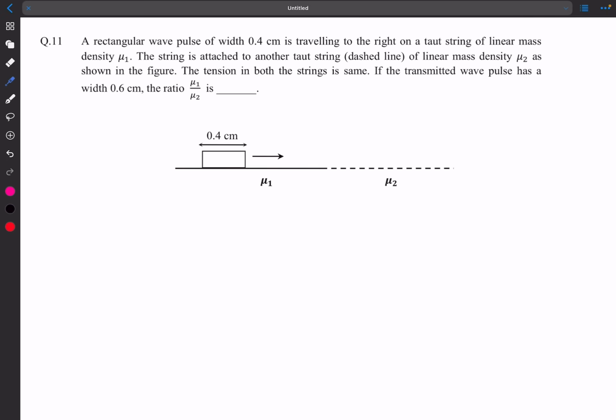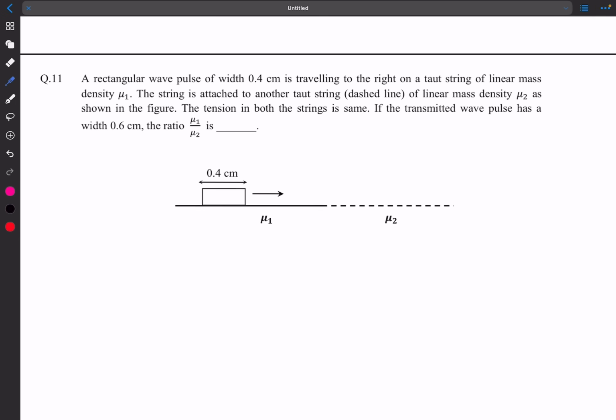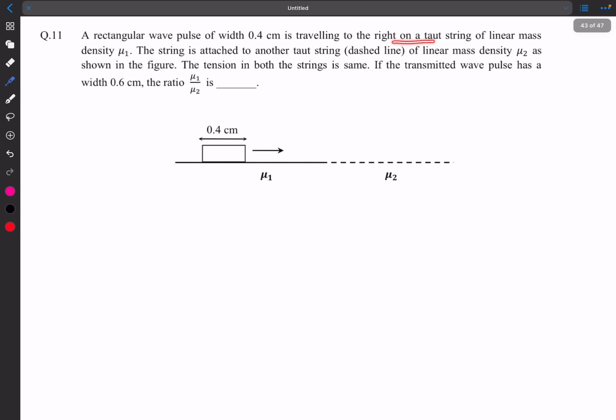In this problem we have a rectangular wave pulse whose width is 0.4 centimeters, traveling to the right on a taut string of linear mass density mu1. The string is now attached to another taut string of linear mass density mu2. The tension in both strings is the same. If the transmitted wave pulse has a width of 0.6 centimeters, find the ratio mu1 by mu2.